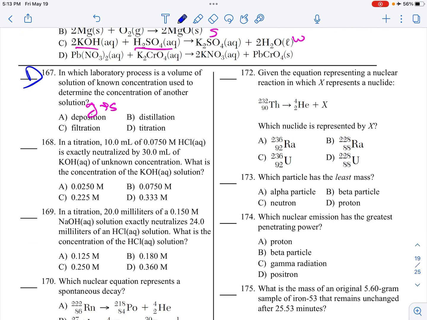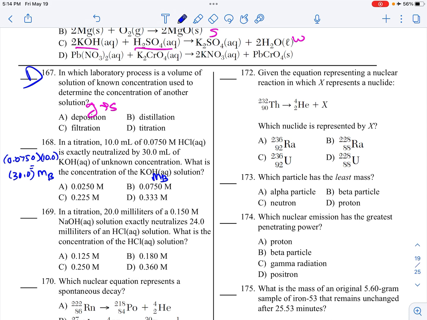In a titration, 10 milliliters of a 0.0750 molar HCl aqueous solution is exactly neutralized by 30 milliliters of the KOH. What is the concentration of KOH? So concentration of KOH would be the molarity of the base. If you didn't know that KOH was a base, you've got reference table L. So molarity of the, by the way, we just looked at the formula. Molarity of the acid is 0.0750, and that's going to be multiplied by the volume, is equal to, 30 is the volume of the base, and I don't know this.